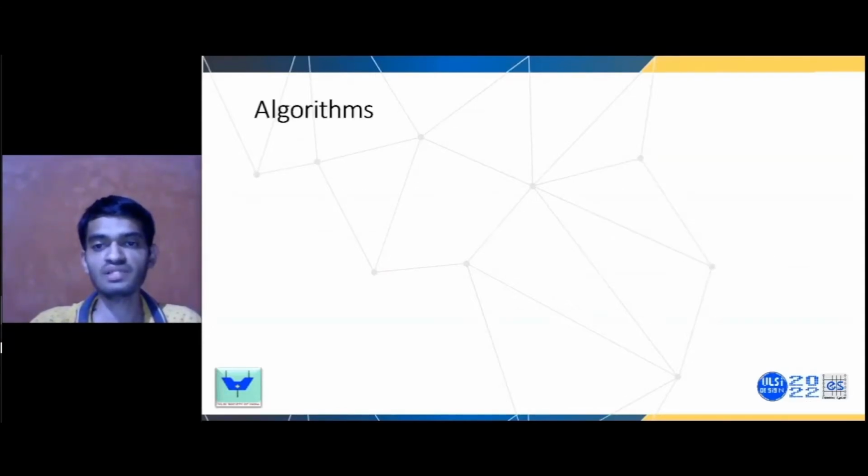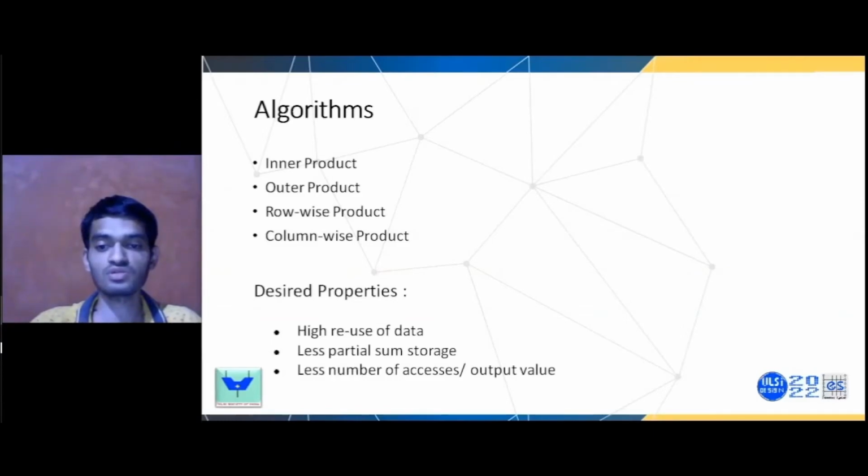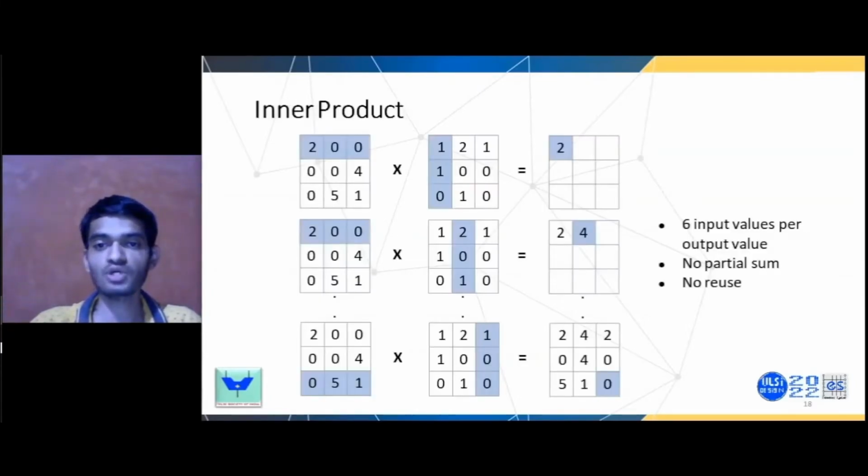Coming to the algorithms, there are mainly 4 ways of doing matrix multiplication: the inner product algorithm, outer product algorithm, row-wise product, and column-wise product. The desired properties among these algorithms are high reuse of data, less partial sum storage, and fewer input accesses for every output value obtained. In the inner product algorithm, for every output value, a particular row of the first matrix and a particular column of the second matrix are chosen, and 6 values in this case are required to get one output value. No partial sum storage is required, and reuse is not present in this algorithm.